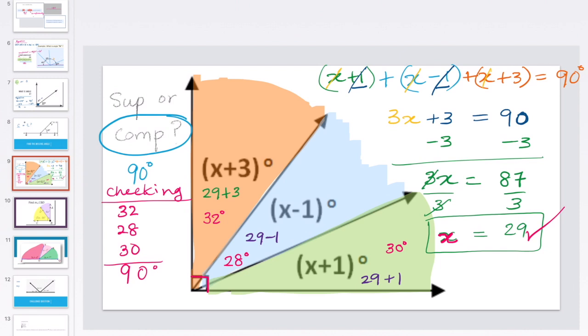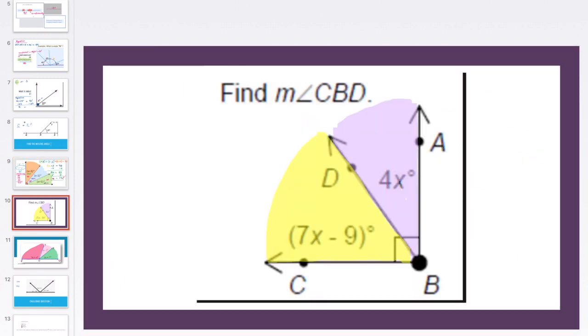All right, let's go to another problem. Here you go. This is also a complementary angle, 90 degrees. Let's set up the problem. 4x plus 7x minus 9 equal 90 degrees. I set up the problem for you.